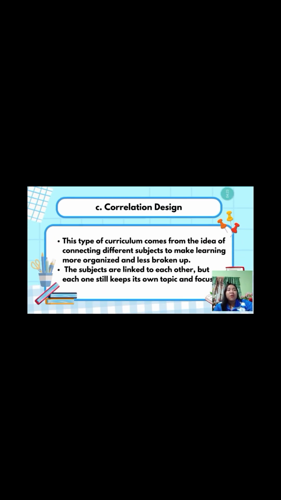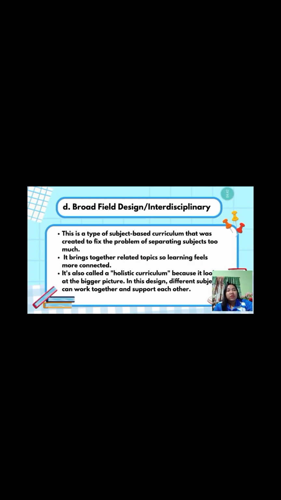Next, we have correlation design. This type of design comes from the idea of connecting different subjects to make learning more organized and less broken up. So these subjects link to each other, but each one still keeps its own topic and focus.